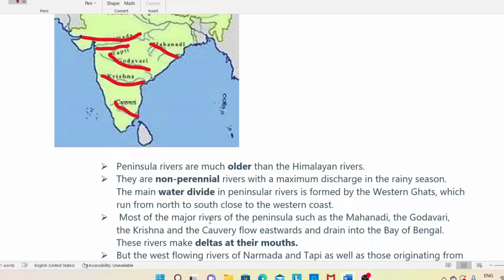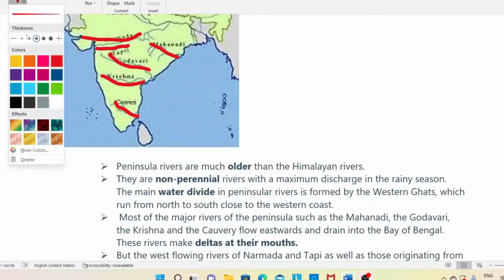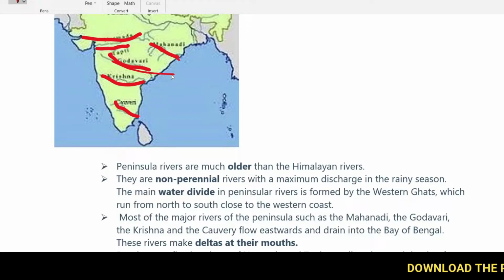Most of the major rivers of the peninsula, such as the Mahanadi, Godavari, Krishna and Kaveri, flow eastwards and drain into the Bay of Bengal. Here we can observe Mahanadi, Godavari, Krishna and Kaveri draining into the Bay of Bengal.